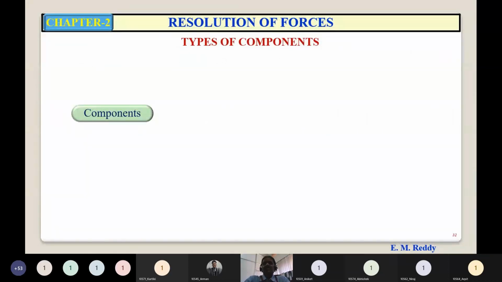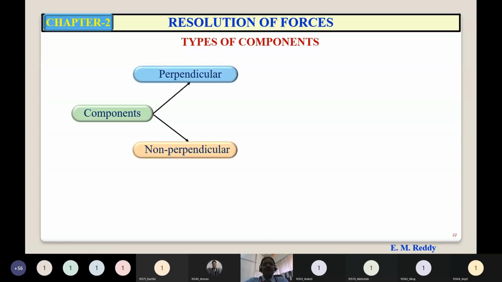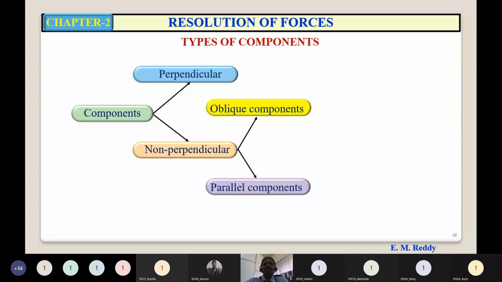Generally, we are going to resolve the force into two types of components: perpendicular components and non-perpendicular components. Non-perpendicular components are again of two types: oblique components and parallel components. Both are non-perpendicular. If a force F is to be resolved along, say, X and Y directions, which are mutually perpendicular, giving F1 and F2, these are known as perpendicular components.